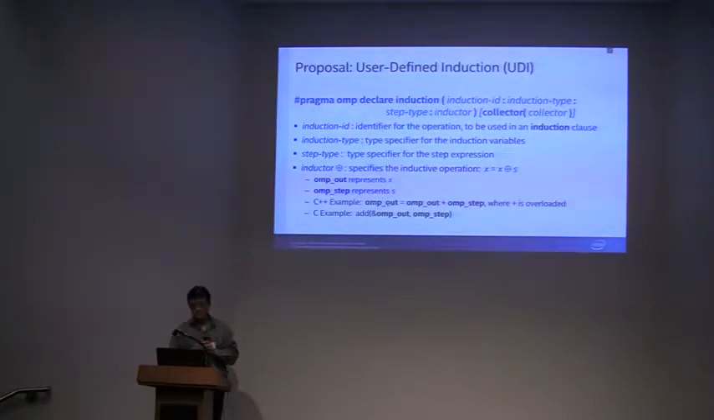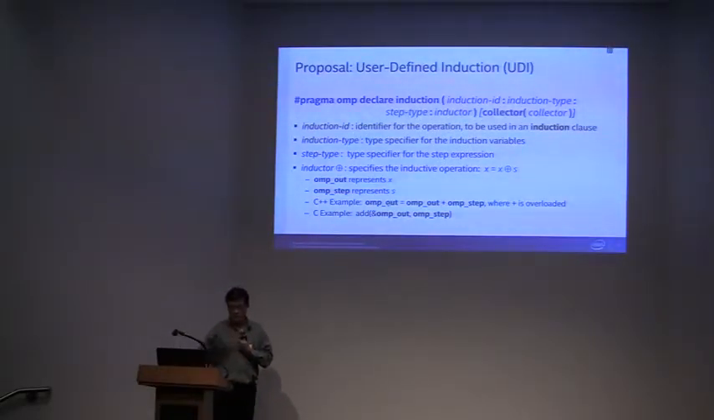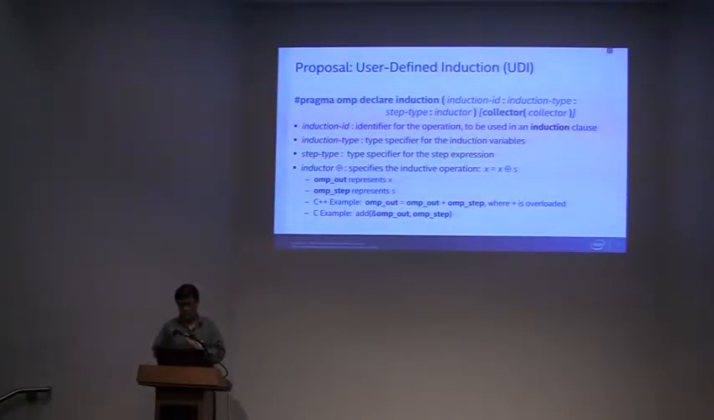So here's what it looks like. The syntax is for C, but for Fortran it is the same. You just change the OMP with !$OMP. The first field is an induction ID, then a type specifying the induction variables, a type for the step expression, and then the inductor expression that will show what this inductive operation is. The special variables we'll use are OMP out to represent the induction variable and OMP step to represent the step. In C++, you can have an overloaded plus, and then you just say OMP out equals OMP out plus OMP step. That could be one way to express it. In C, of course, you don't have overloading, so you can just have a function called there to show how this is done.